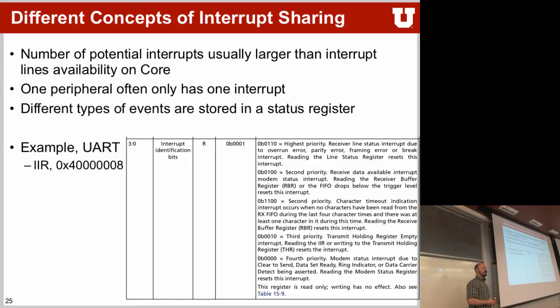So here's an example of the UART, which is the serial port on your microcontroller. It has the interrupt status register at this particular location, and then it has bits number 3 through 0, which will be a certain number. And this number will identify what caused the interrupt. So, for example, the highest priority one is the receiver line status interrupt due to an overrun error. So you received 2 bytes in your receiver buffer without you having read the first. So you had an overrun on the buffer. That's the highest priority one. Then this number can be a bunch of other different values for different types of interrupts from your UART.